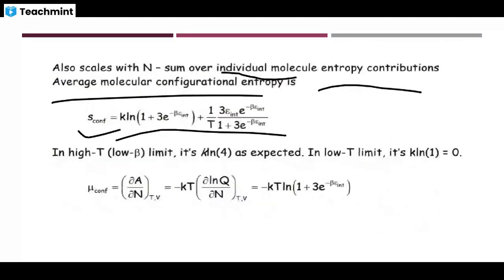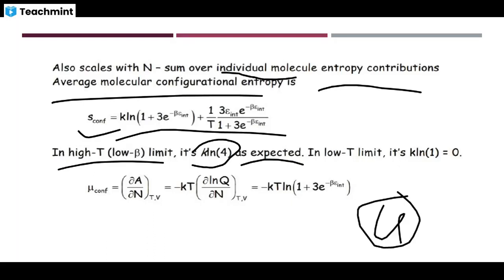Then you should know the high temperature limit. At high temperature beta becomes low, and S configuration becomes k ln 4, as expected. ln 4, because there are only 4 configurations. At high temperature the 4 configurations are possible. So k ln omega, where omega is 4. Entropy is nothing but k ln omega, where omega is the number of possible states.